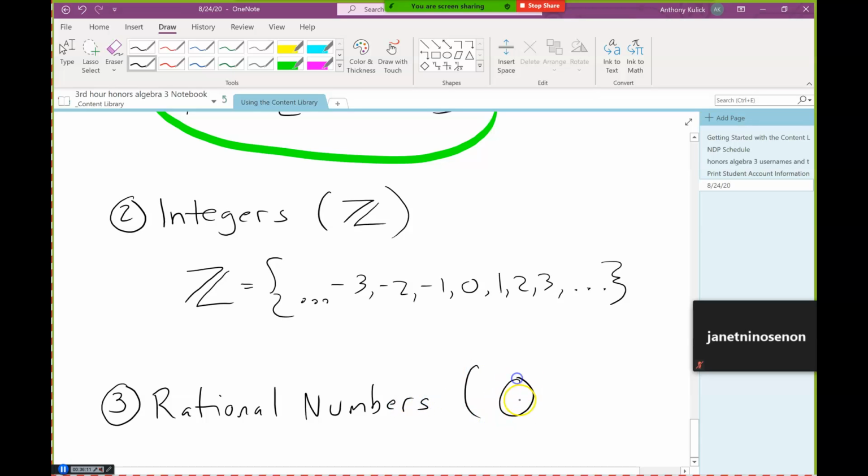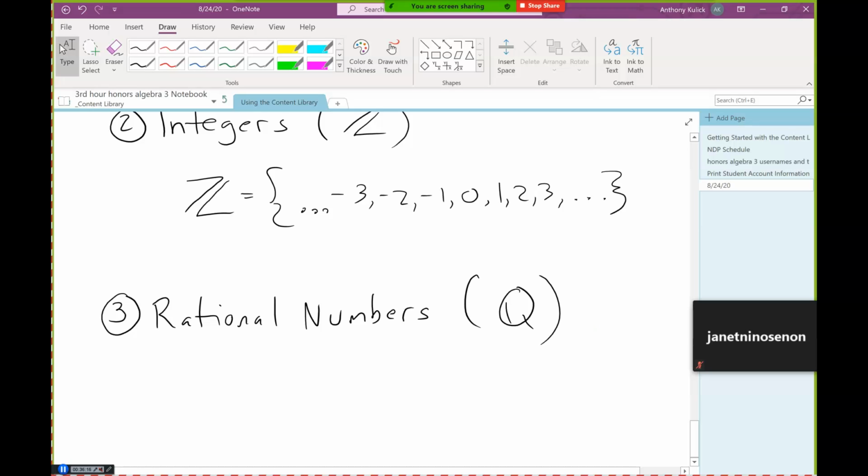The next set is the rational numbers. And the symbol we use for the rational numbers is this letter Q with the extra vertical bar in it.